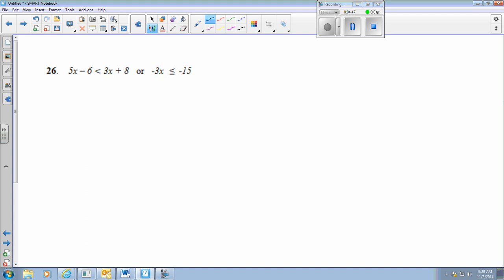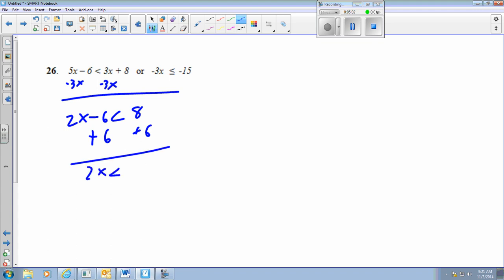And the last one on our review, we're going to subtract 3x from both sides, giving me 2x minus 6 is less than 8. If I add 6 to both sides, I get 2x is less than 14, so x is less than 7. On the other one, I'm going to divide both sides by -3. When you divide by a negative, you have to switch the sign.